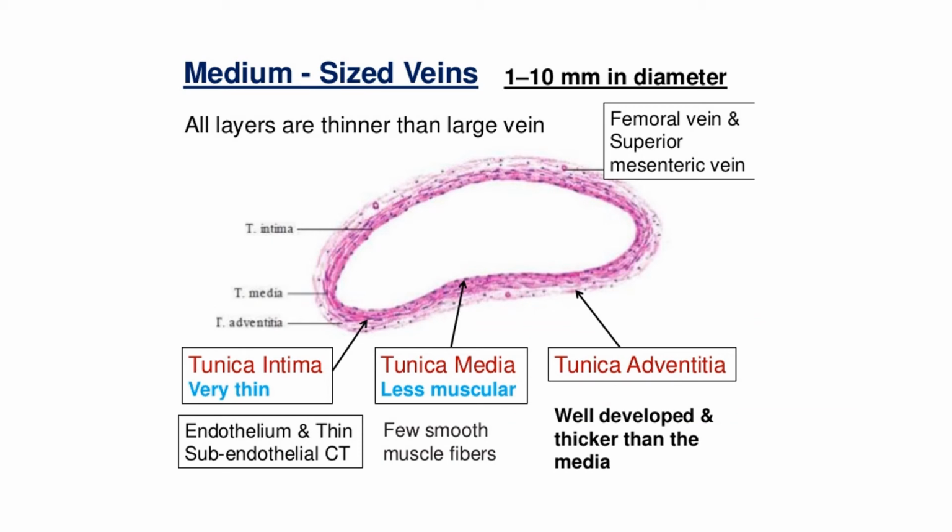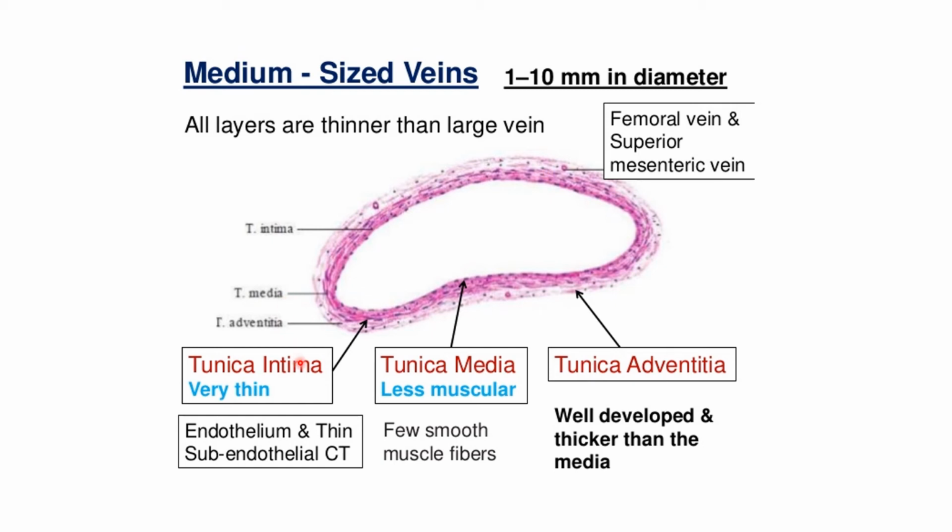Let's now discuss the medium-sized veins. Again, in the medium-sized vein, the diameter is roughly 1 to 10 millimeters. Examples include the deep veins that accompany the arteries. These veins are characterized by valves, especially in the lower limb.